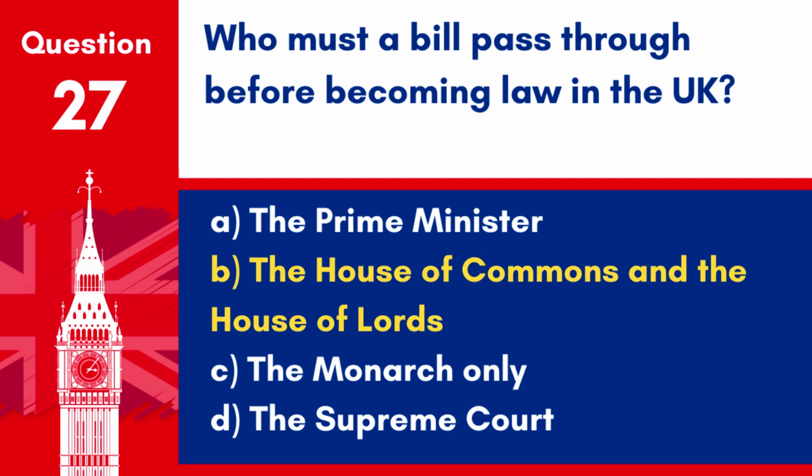Answer: B. The House of Commons and the House of Lords. A bill must be approved by both the House of Commons and the House of Lords before it can receive royal assent and become law.